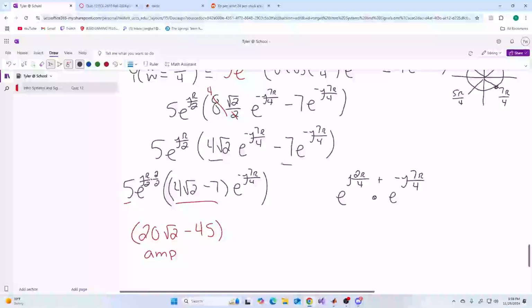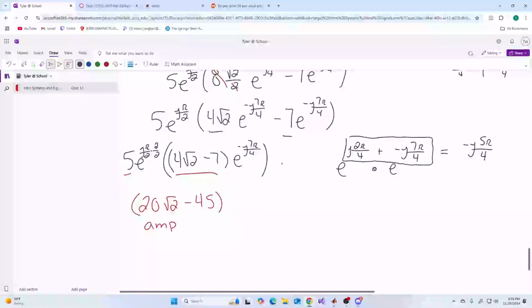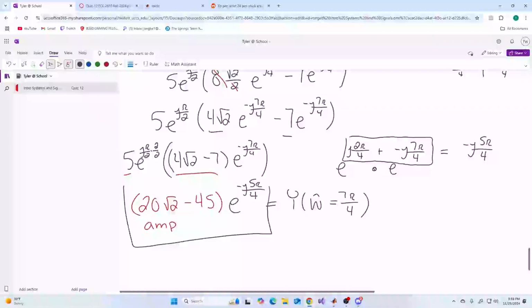Like I said, all we are doing is adding these together. So that equals negative j 5 pi divided by 4. I'm going to go ahead and write that in black. So e to the negative j 5 pi divided by 4, and this is when w hat equals 7 pi divided by 4. Now, this is kind of the answer. All these little things here are the answer.